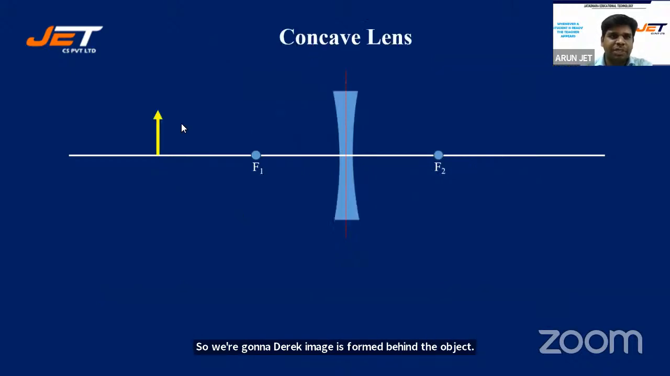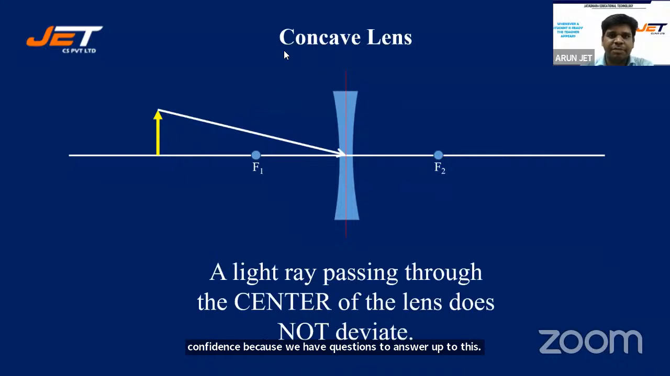Now let's have a concave lens. Quickly, we'll go through the concave lens because we have got questions to answer after this. A ray passing through the optic center goes undeviated. Yes, Hashini, the image is magnified. Good.